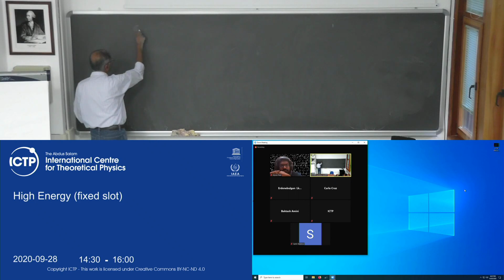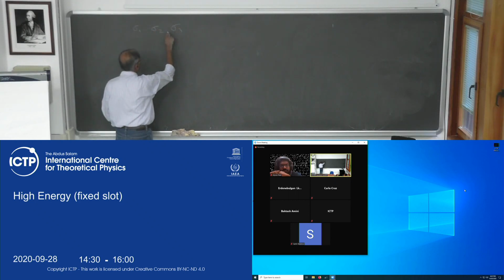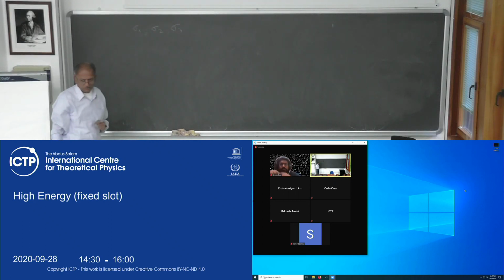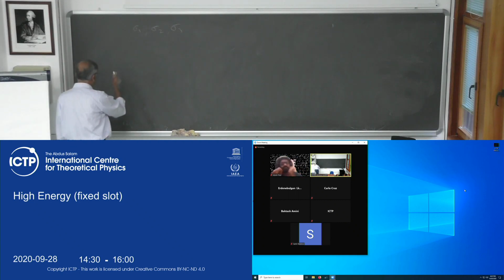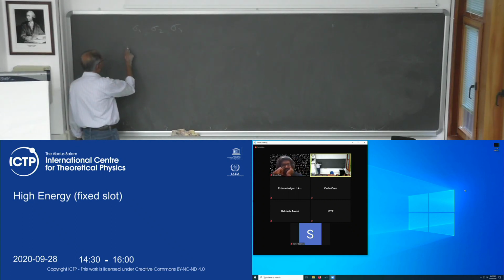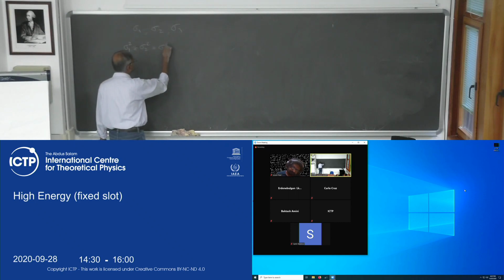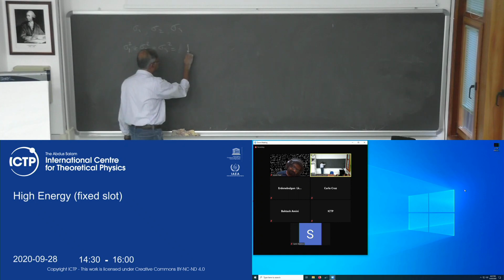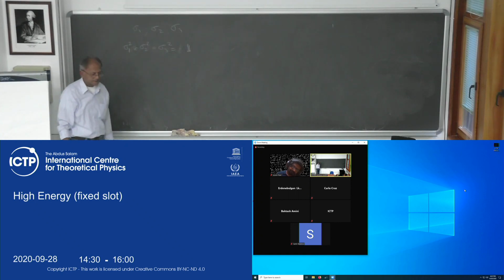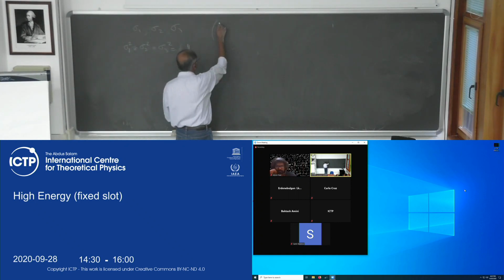So again, let's go back to the Pauli matrices, sigma 1, sigma 2, sigma 3. Now I think you have all seen these things. If you take the product of these two Pauli matrices, in general, I will just write down the formula. First of all, sigma 1 squared equals sigma 2 squared equals sigma 3 squared equals 1. One meaning the 2 by 2 identity matrix.